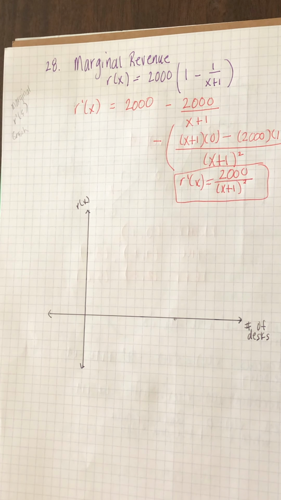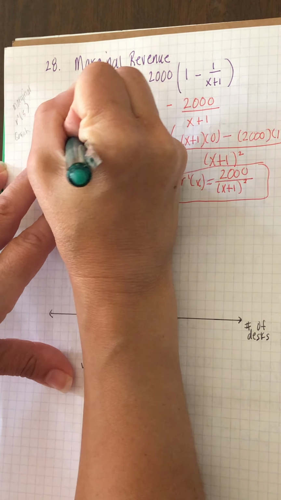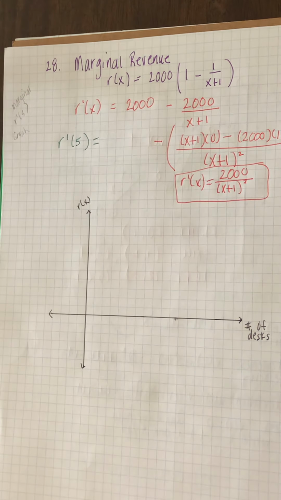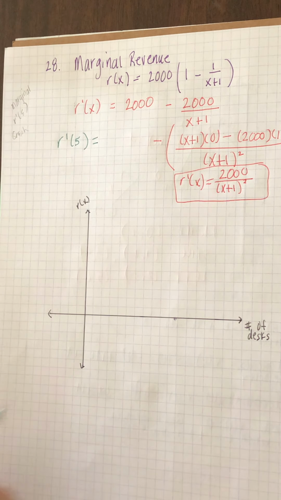So now it's a bunch of plug and chug. They want to estimate the increase in revenue that will result from increasing sales from 5 desks a week to 6 desks a week. So I'm going to start with 5 desks. I'm going to increase to 6 desks. And I'm kind of out of room here, so I'm just going to do it off to the side. So the revenue for 5 desks is going to be 2,000 divided by 36, $55.56.